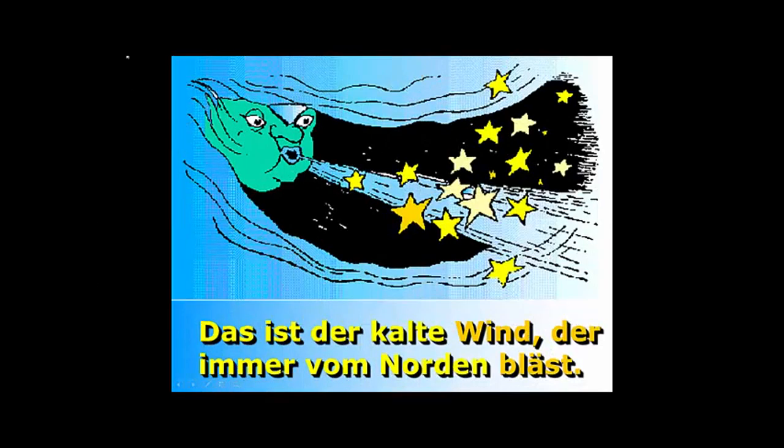Okay, I have a bunch of examples and I want you guys to analyze them for me. We have, "Das ist der kalte Wind, der immer vom Norden bläst." So first of all, what is this little "der" referring back to? Hopefully you got that. It is referring back to the wind. So the wind has been dropped from that second sentence, and here's your verb all the way at the end.